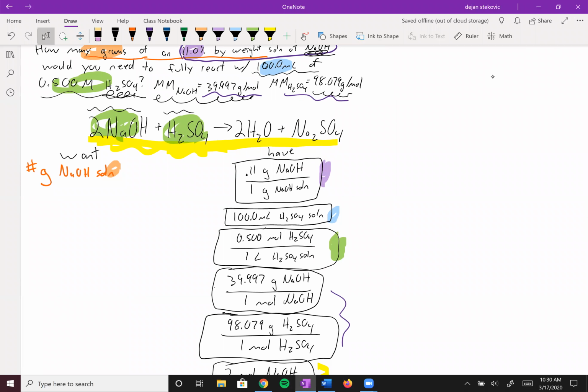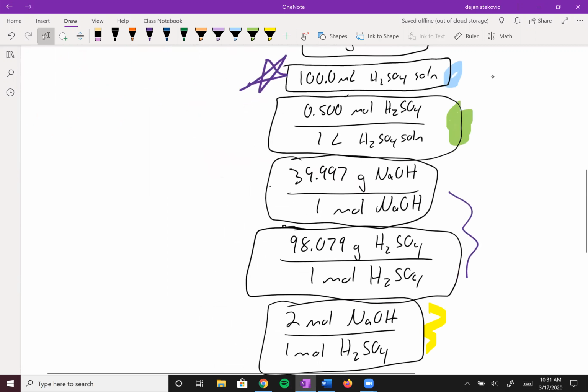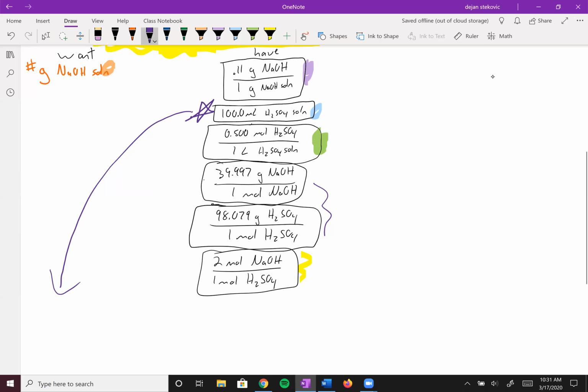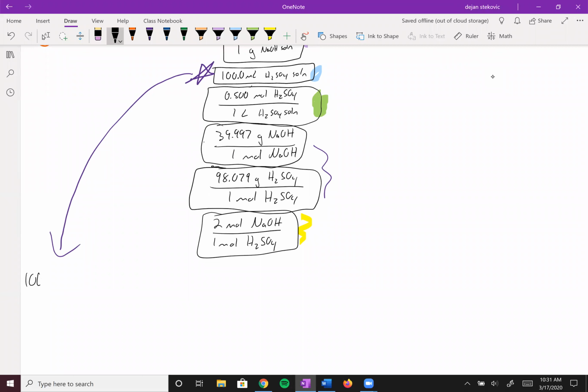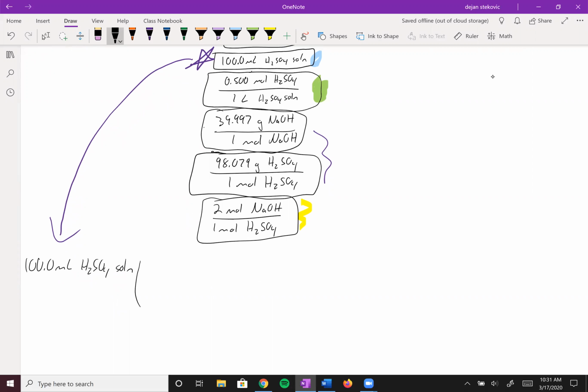So again, at the end, what we want is the number of grams of sodium hydroxide solution. And as you can see, we've got a lot of different choices of where we're going to start off. In general, I suggest starting off with the thing that's not a conversion unit. The only thing here that doesn't compare two things is this 100 ml of this sulfuric acid solution. So let's take that number and start off with that. So we have 100.0 ml of H2SO4 solution, right? And you can see we've got a lot of different things that we can be talking about here, so it's important to keep track of what you're talking about.